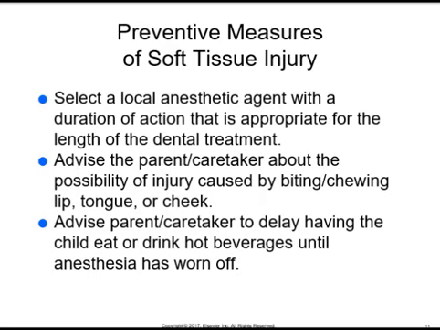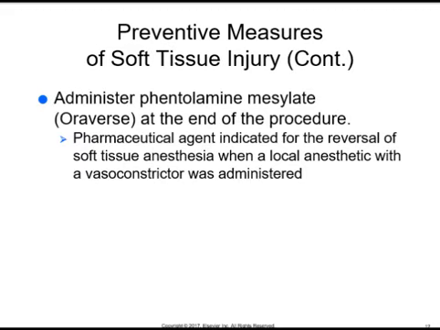Your book talks about different preventative measures to take with children as far as soft tissue injury goes. Remember, they're at great risk because they can't feel their soft tissues. Another one is to administer phentolamine mesylate, which is OraVerse, at the end of the procedure. Basically, it reverses the soft tissue anesthesia when a local anesthetic with a vasoconstrictor is administered. Chapter 15 talks more in depth about OraVerse, and so we'll get into that as well.